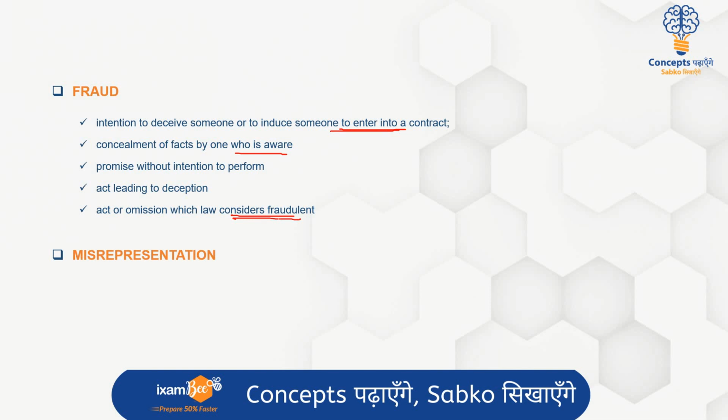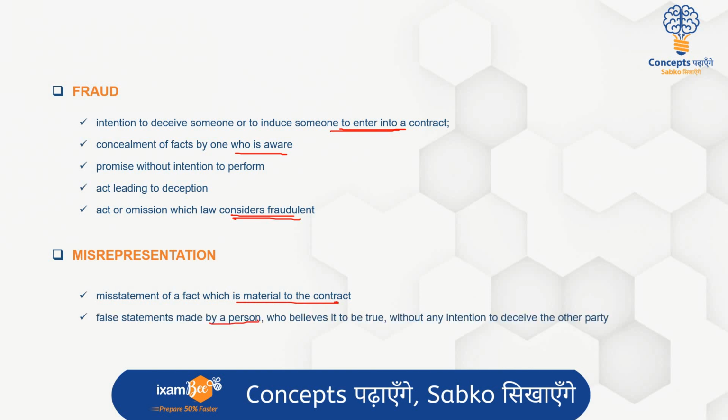Now looking at misrepresentation. So misrepresentation and fraud have a very thin line of difference, but what is misrepresentation? It is a misstatement of fact which is material to the contract. Here also there is a misstatement of facts. A false statement made by a person, here also there is a false statement given by a person, but who believes it to be true. You can understand this difference.